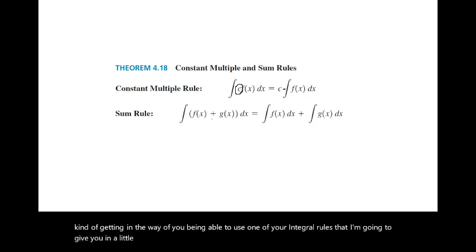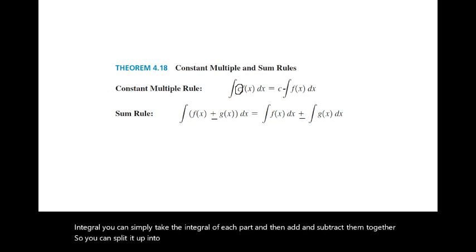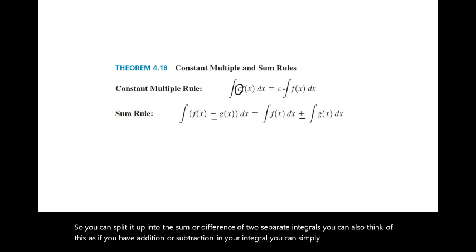Now, this sum rule is also applied to a difference, so if you have addition or subtraction inside of an integral, you can simply take the integral of each part and then add and subtract them together. So you can split it up into the sum or difference of two separate integrals. You can also think of this as if you have addition or subtraction in your integral, you can simply integrate one term at a time.